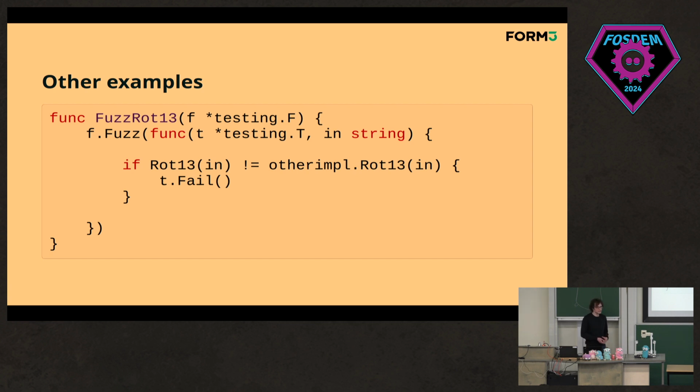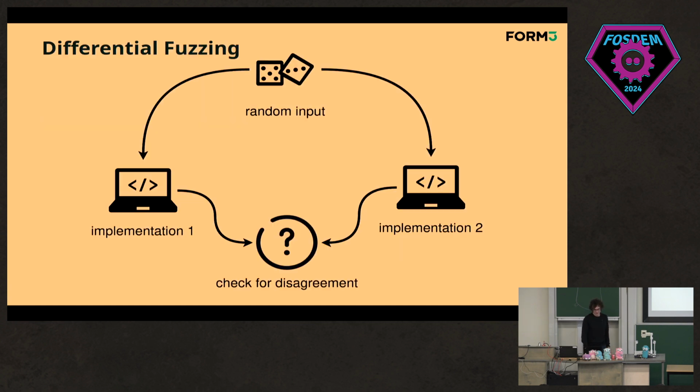What if you had two implementations of ROT13, right? Something that you wrote and then something else. That's called differential fuzzing. So basically, you get a random input, you put it through two implementations, and you see if they disagree. Think for a moment: where can we get that second implementation from?